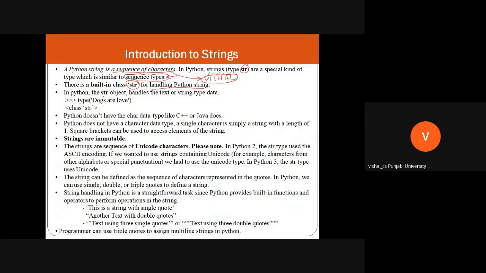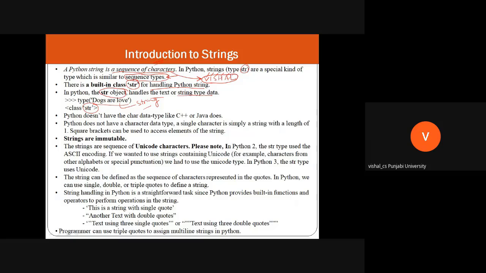If you talk about a Python str object, basically you have a variable of string type. It handles the text and string data type. If you try to find the data type of this, it is basically a string, because it is enclosed in single quotes. When you try to find the type of this string, it will display class str.